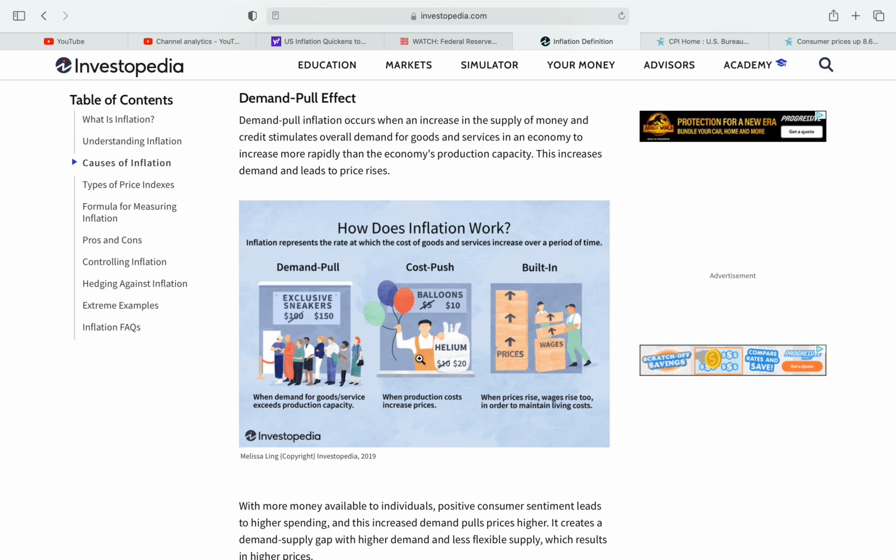Thus, they have to pass on those costs to consumers, which can raise prices as well. And then there's demand pull, when demand for goods and services exceeds production capacity. So quite simply, we see increased demand and not enough supply to satisfy that demand, and we see this when home prices have exploded in the past few years because there was all this demand for homes and not enough supply to satisfy that demand.